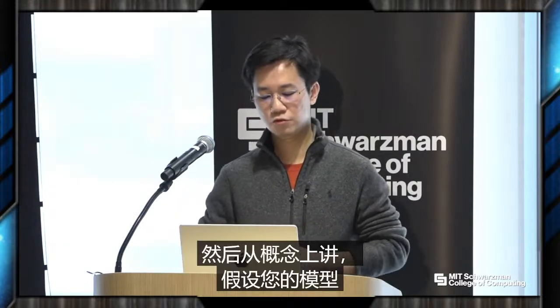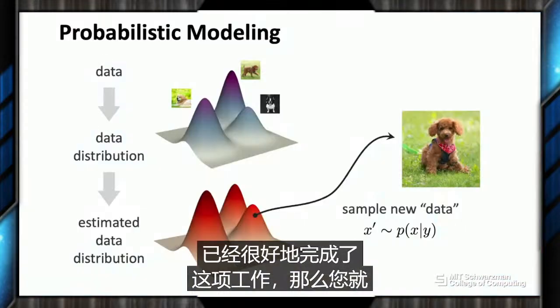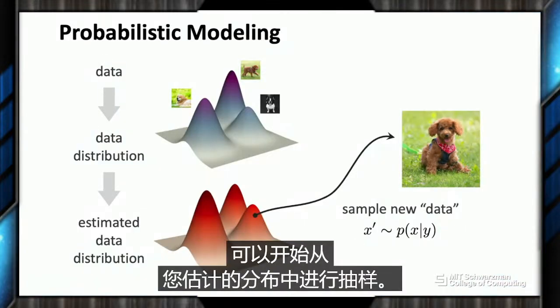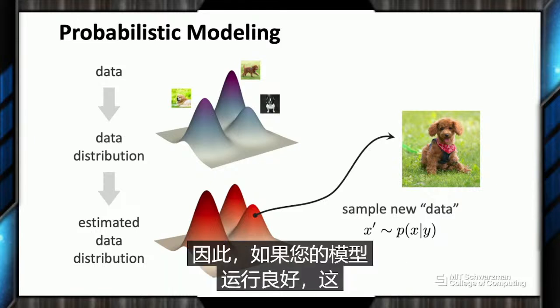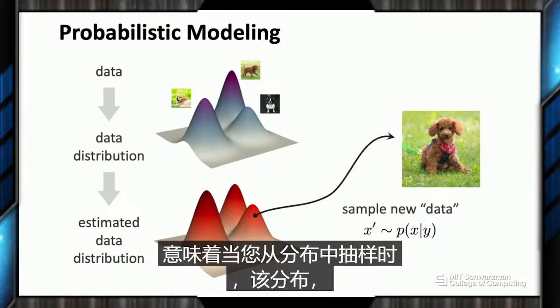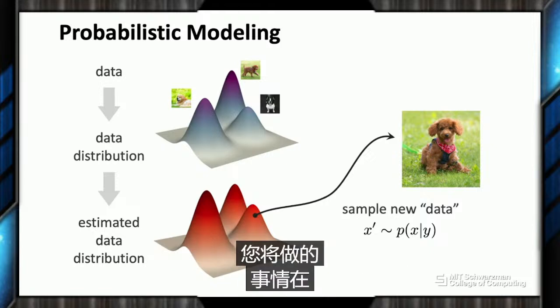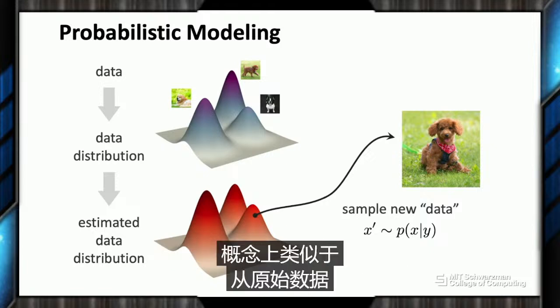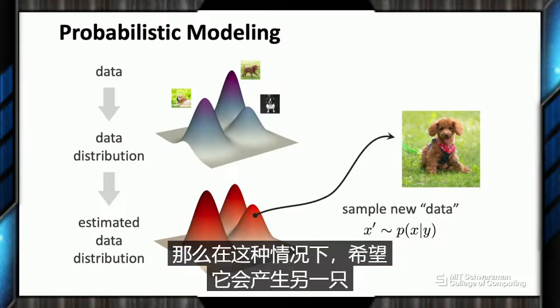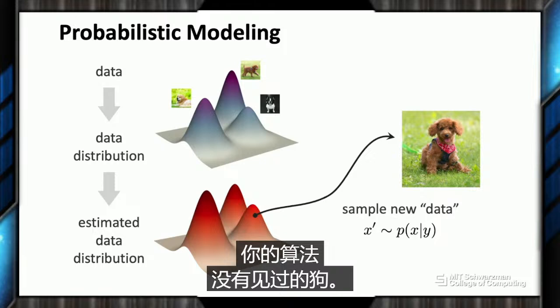Then conceptually, assuming your model has done a good job of this, then you can start to sample from the distribution you estimated. So if your model is doing a good job, that means when you sample from this distribution, you would be doing something that is conceptually similar to sampling from the original data distribution. Then in this case, hopefully, it will produce another dog that your algorithm hasn't seen.